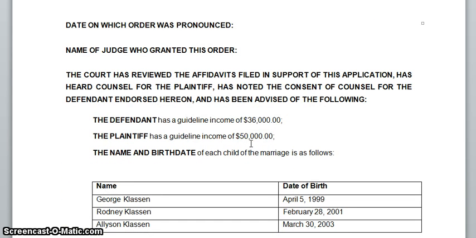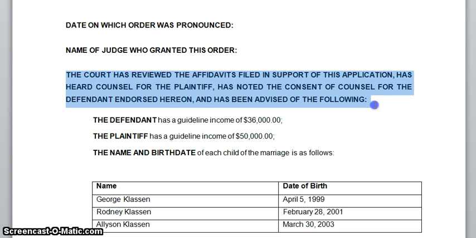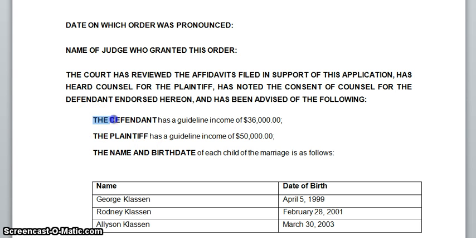Scrolling down to the preamble, we looked at preamble for consent orders before in the course. So this part here is the usual preamble for a consent order, talking about affidavits being reviewed and the court having heard counsel for the one side and noting the consent of counsel for the other side. But what is different is this part of the preamble.